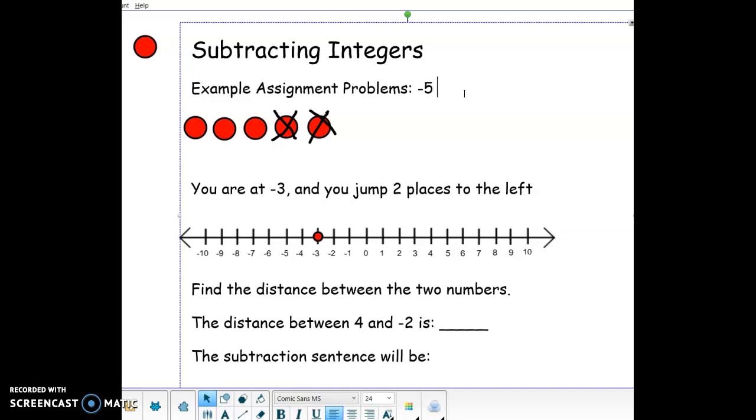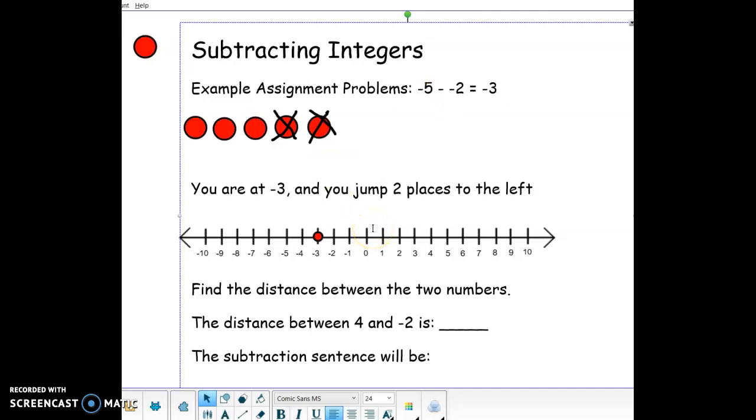And then I take away 2 counters. So I minus 2. I take away 2 negative counters, and we would say that my answer is negative 3, because I'm left with negative 3, okay? So on your assignment, you're going to have some problems that look like that, and you're going to have to write the subtraction problem and tell me what it equals.